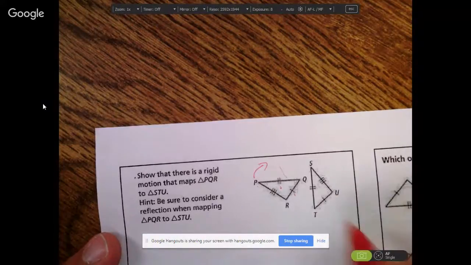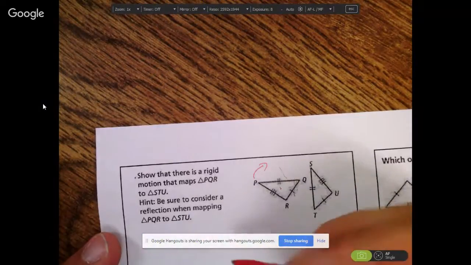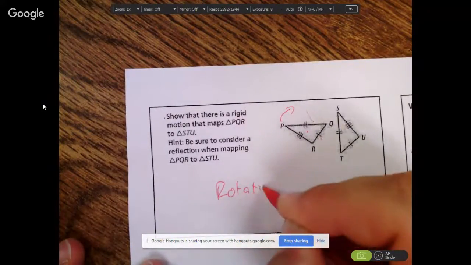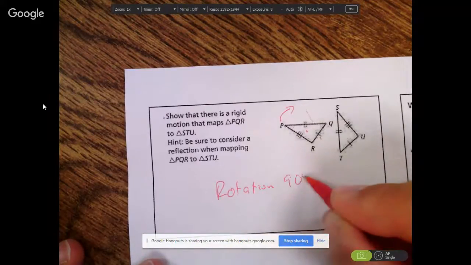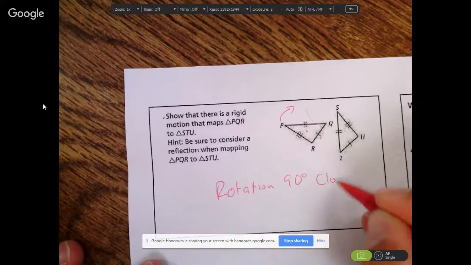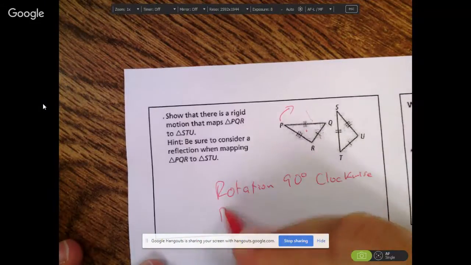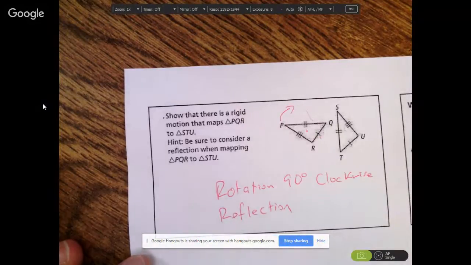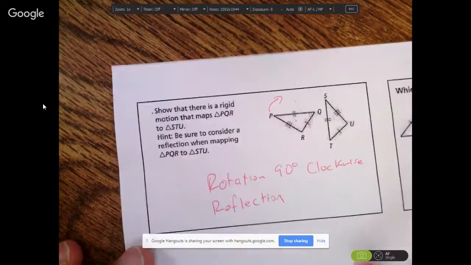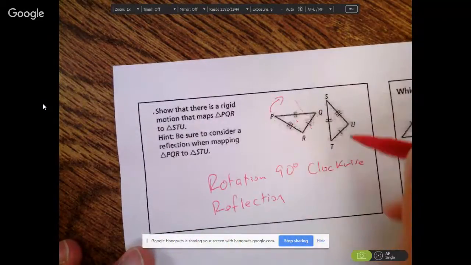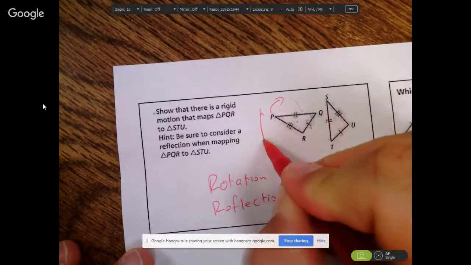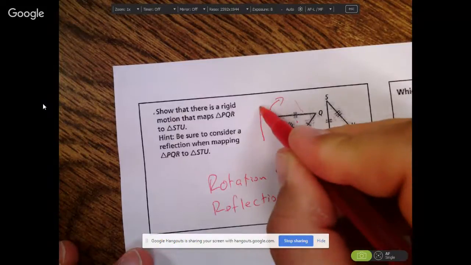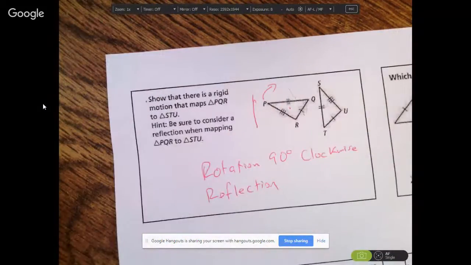Okay, and then reflect. So really all the point of this is that we can do a rotation 90 degrees clockwise, and then a reflection. Well, once I rotate it, it would be like this. Okay. It would be, if we had done it 270 counterclockwise. Yeah.